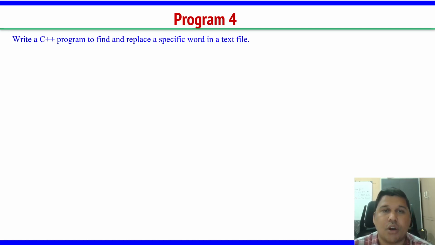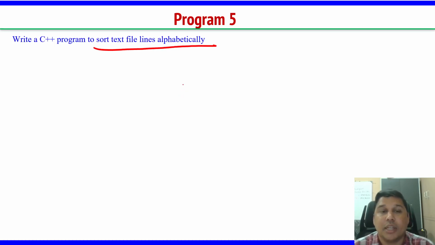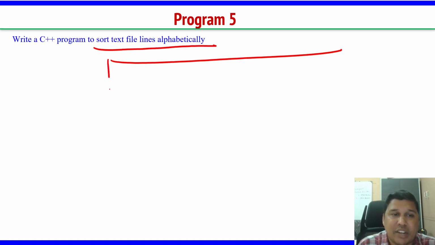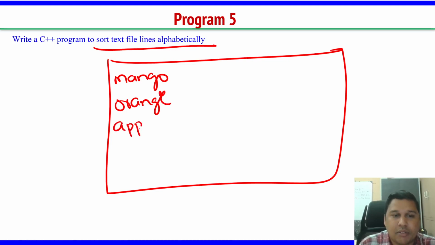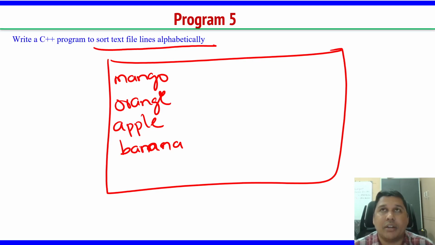So one more question on files. Write a C++ program to sort text file lines alphabetically. It means I have a text file with me. Maybe I will simply write some simple examples. There is one word mango, then orange, then there is apple, and there is banana. Like this I have 4 lines in the particular text file. I want to sort them alphabetically.